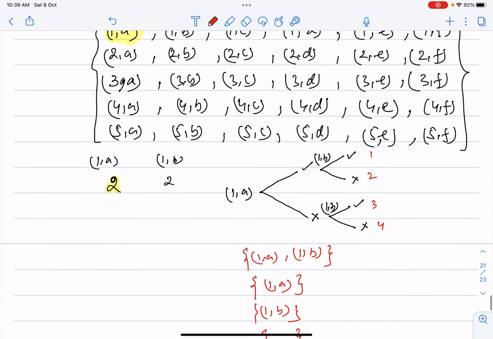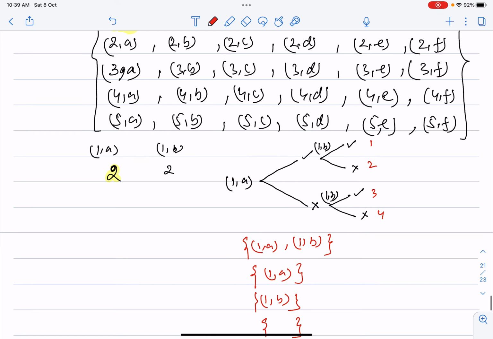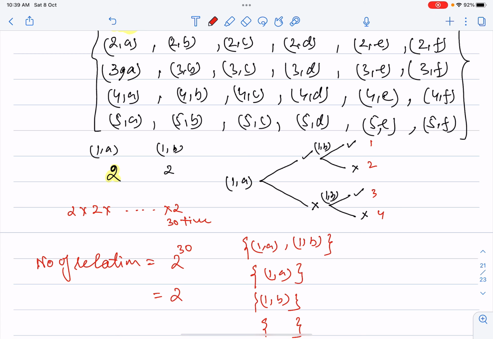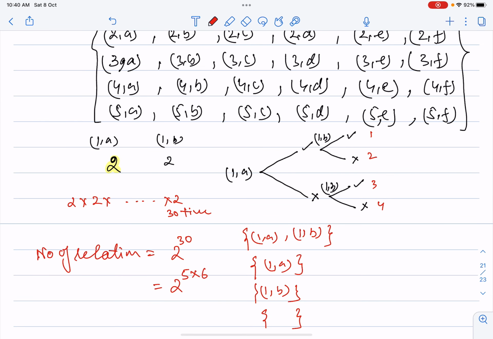That was the case when there are only 1 comma a and 1 comma b, but now there are 30 such ordered pairs. So we will do 2 into 2 into 2, 30 times. So the number of relations is equal to 2 power 30. And how has 30 come? 2 power 5 into 6. There were 5 elements in A and 6 elements in B. So this is the number of relations.